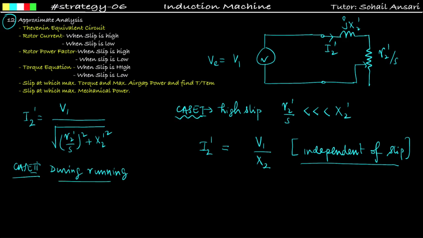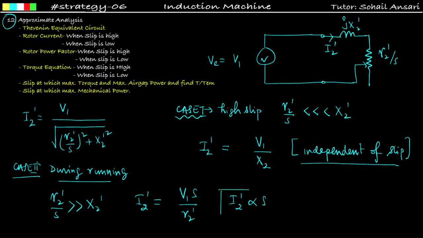Means slip will be 0.04. In that case R2 dash upon S is much higher than X2 dash, so we can neglect X2 dash. In that case I2 dash will be equal to V1 S upon R2 dash. So here you are getting that I2 dash is directly proportional to slip. When slip is low, I2 dash will be low. When slip is high, I2 dash will be high.